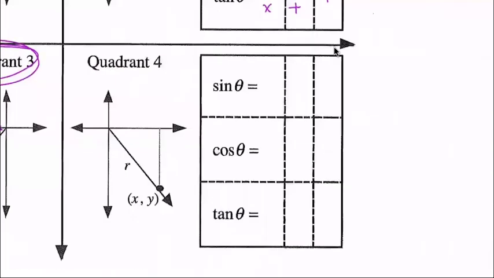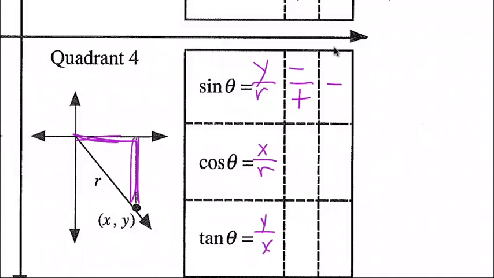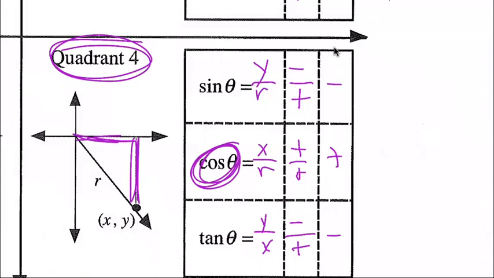And lastly, quadrant 4. This is not x over r, this is y over r. This is x over r, this is y over x. Here we have a positive x value, but a negative y value. So it's negative over a positive, overall negative, positive over a positive, overall positive, negative over a positive, overall negative. Cosine is the only one that's positive in quadrant 4.